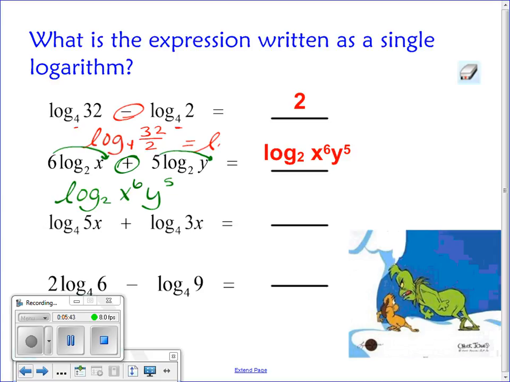It's using the properties backwards. We're going to use them forwards and backwards. So a number out in front comes back as an exponent, right? So that's going to flip back up here as an exponent. And since it's adding, when we condense it down to 1, you actually multiply them back together. That's one of the properties of logs. That's how they work.